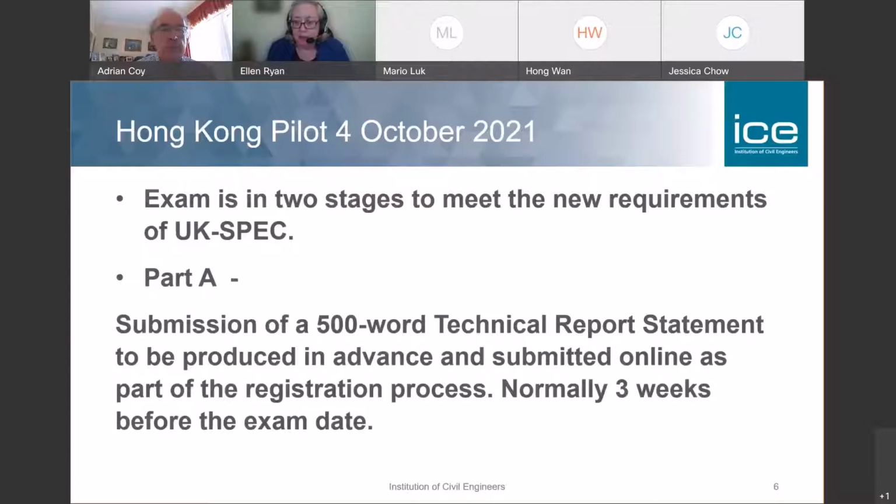The exam will now be split into 2 parts. Part A is the submission of a 500-word technical report statement that we're going to ask candidates to produce in advance, but submit online as part of the exam registration process. Ideally, normally 3 weeks before the exam date. Next slide, please, Jessica.